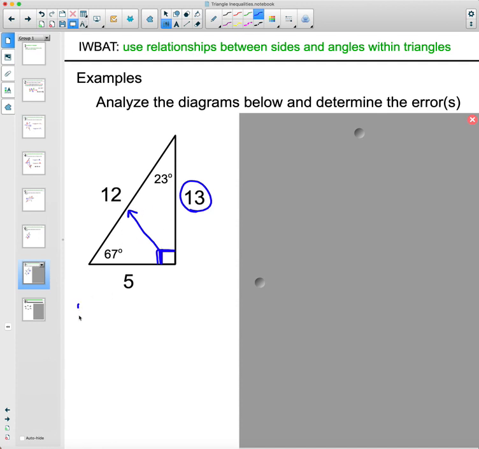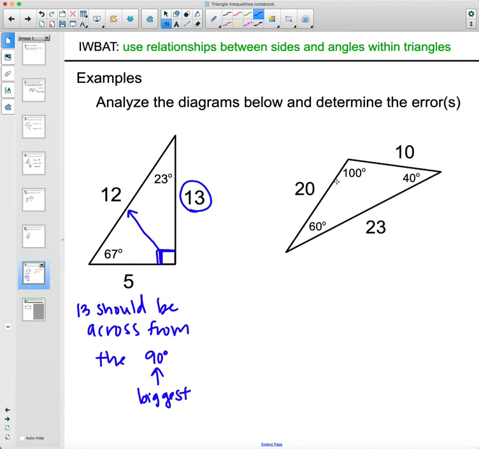So the 13 should be across from the 90-degree angle because this is the biggest. The longest side should be across from the biggest angle, so that's the issue there. Next one, again, I would start with that. Here's your biggest angle, 100. So across from it should be the biggest side, 23. Is 23 the biggest side? And it is. It's bigger than the 10 and 20, so that's good.